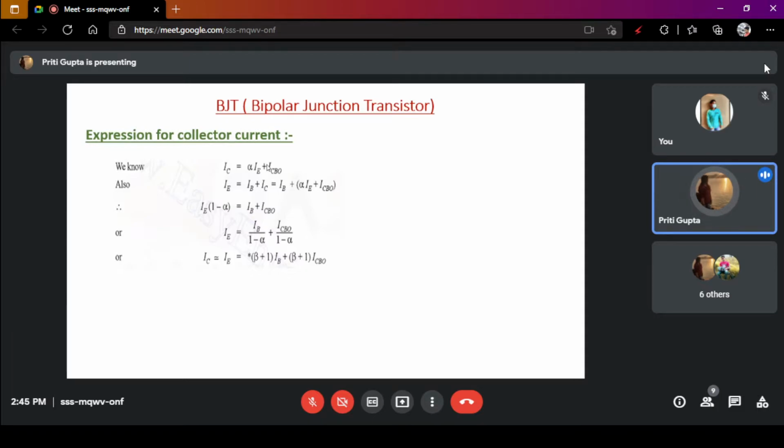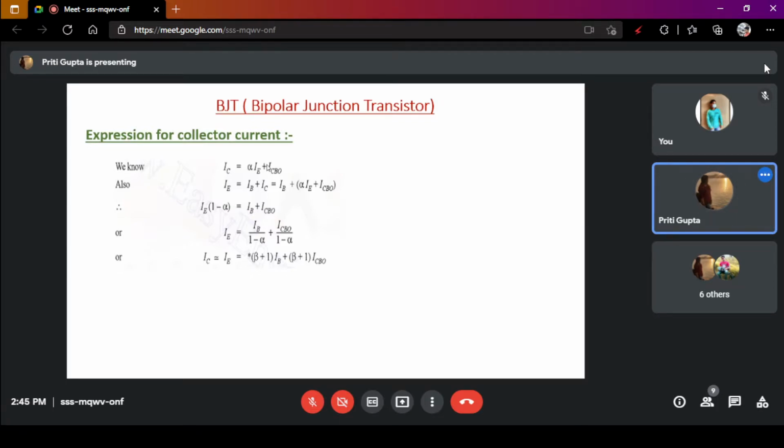We are taking the alpha IE part into the left hand side, and taking common IE. So after taking common, we are getting IE into 1 minus alpha, and in the right hand side IB plus ICBO. Or IE is equal to IB by 1 minus alpha plus ICBO divided by 1 minus alpha. As we know, IC is nearly equal to IE, so we can write beta plus 1 into IB, and also beta plus 1 into ICBO.